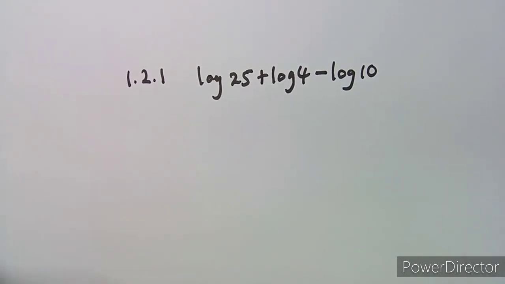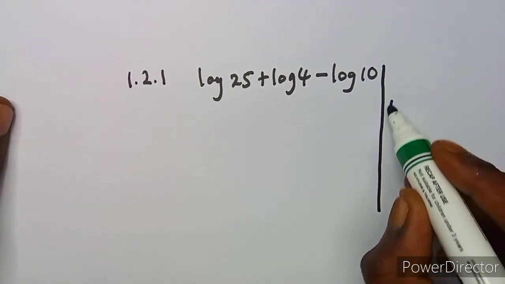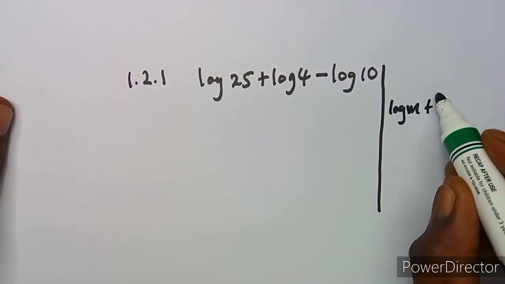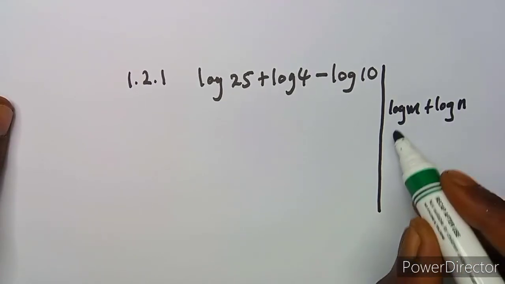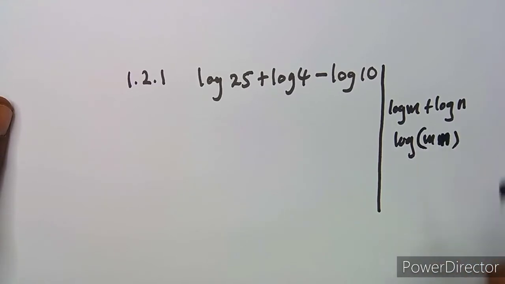We are given a log expression that you want to simplify, and you've got 3 marks for that. The first thing, we know that when you are adding logarithms, you multiply the numbers. Log m plus log n, provided the bases are the same, you're going to multiply the numbers, which is log mn. So it's m times n.